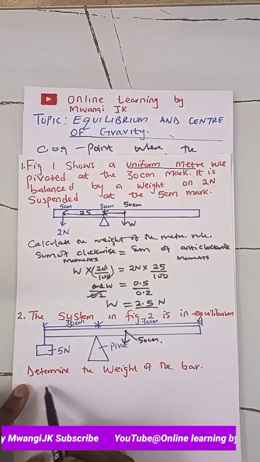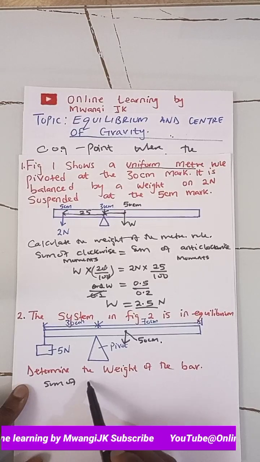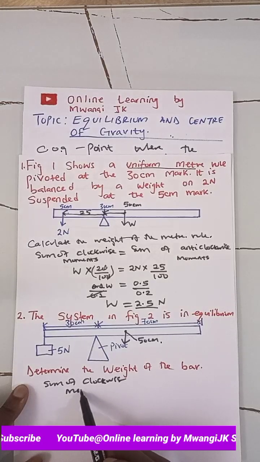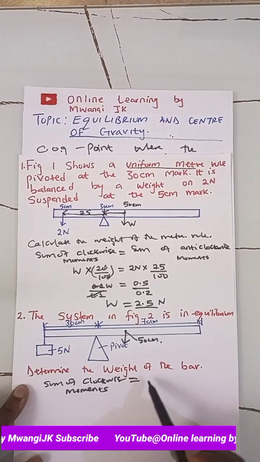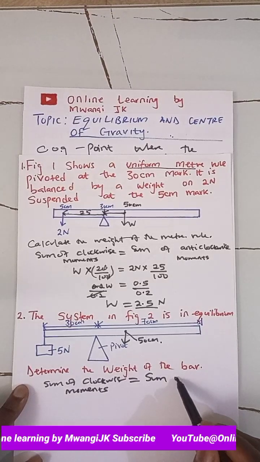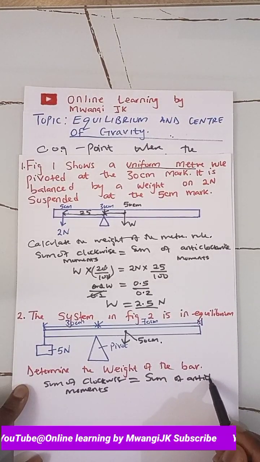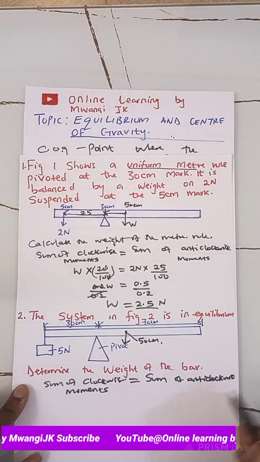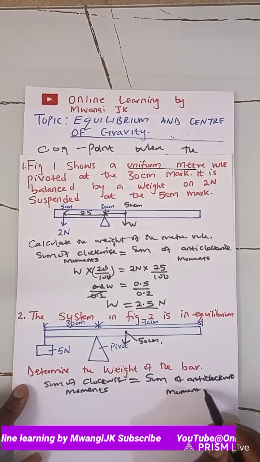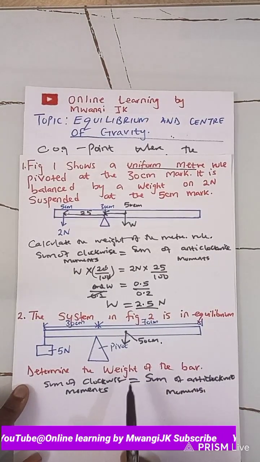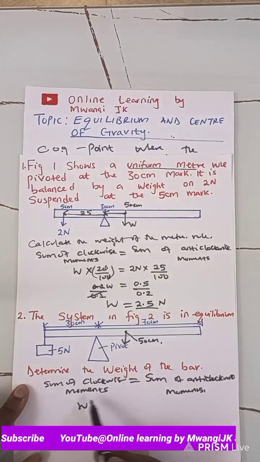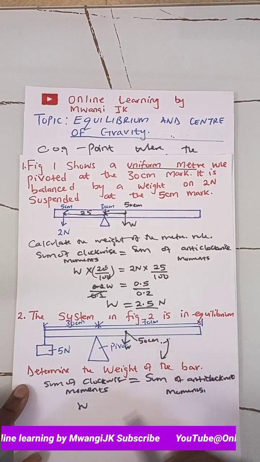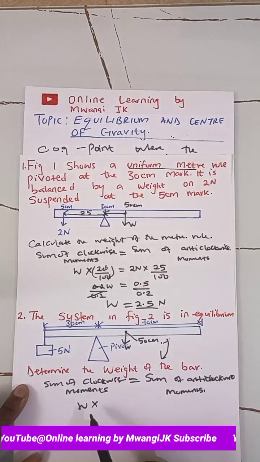So again, we'll say the sum of clockwise moments is equal to the sum of anticlockwise moments, and the clockwise moment is provided by the weight, because at this point the bar would move in a clockwise manner. So then, weight times the perpendicular distance.